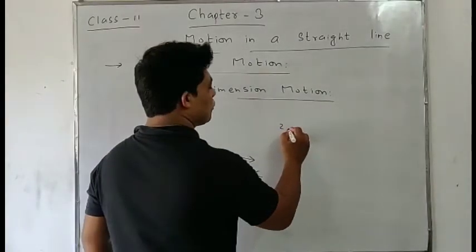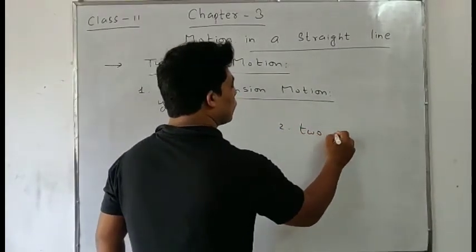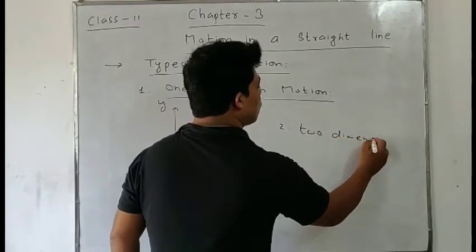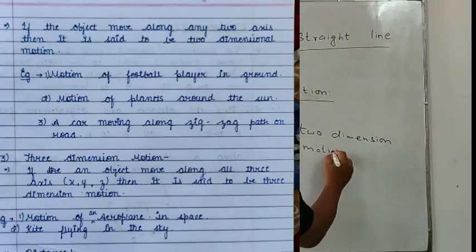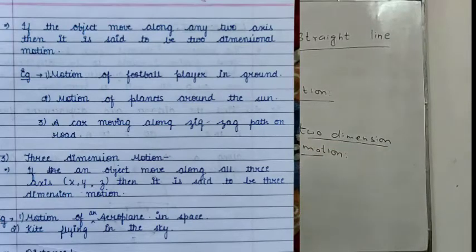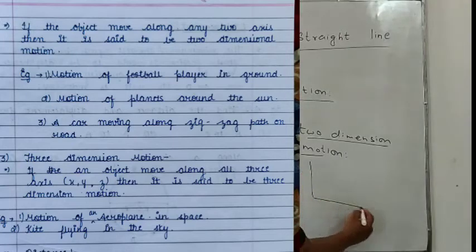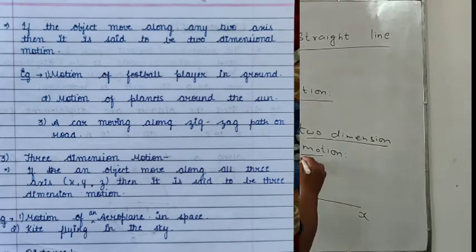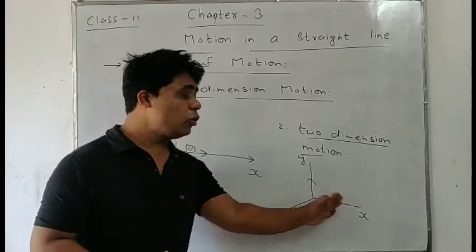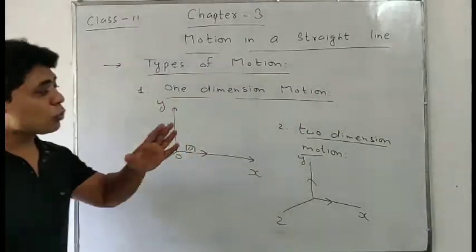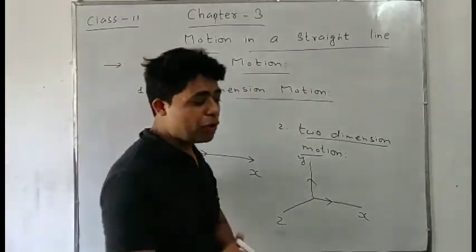Now second is two-dimensional motion. What is two-dimensional motion? When an object travels along X and suppose Y axis, we can take any 2 axes, if the object executes motion along 2 axes, such motion is said to be two-dimensional motion.